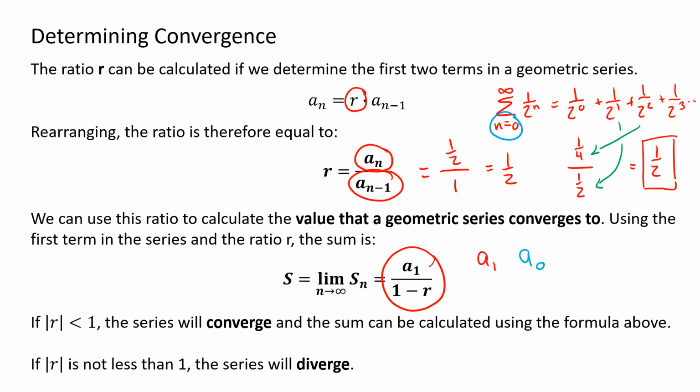So if the absolute value of the ratio is less than 1, the series converges. If the absolute value of r is not less than 1, okay, so let's say it's 2, 3, 4, 5, it will diverge. Okay, so what you'll notice here is you won't actually be able to calculate the sum using this. Okay, it's only valid for when the series converges. All right.